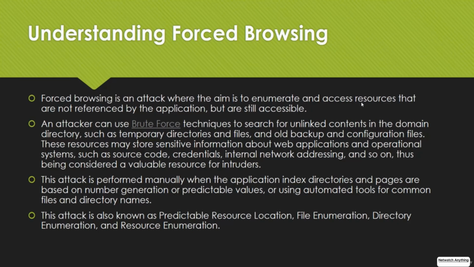This attack is performed manually when the application index directories and pages are based on number generation or predictable values, or using automated tools for common files and directory names. This attack is also known as predictable resource location, file enumeration, directory enumeration, and resource enumeration.